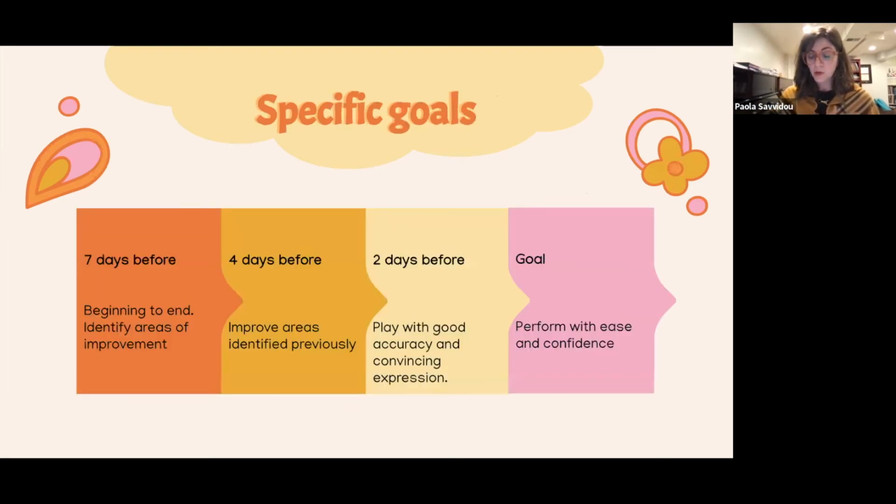So having specific goals leading up to the performance, just even getting closer to it the week before, can also be helpful to focus at practice time. Also, it's a good thing to give the brain something to think about, to distract from the anxiety and kind of help focus. So an example is here, like 7 days before, I want to be able to play through my piece beginning to end, identify areas of improvement. 4 days before, I'm working on those areas specifically. 2 days, I'm able to play through with good accuracy, convincing expression. And then finally, I arrive at my goal. You'll know this, I'm mostly saying it for my adult students who are here.